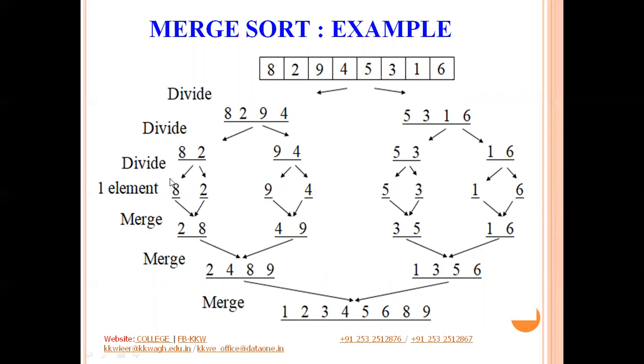Now let us assume this is your first half and this is your second half. Now you use the algorithm for merge. Your h pointer will point to 8 and your j pointer will point to 2. You compare A of h and A of j. Which is smaller? A of j is smaller, so you copy A of j into the array. Then this list is over, so you simply copy all the elements from the first half as they are. So 8 comes here.